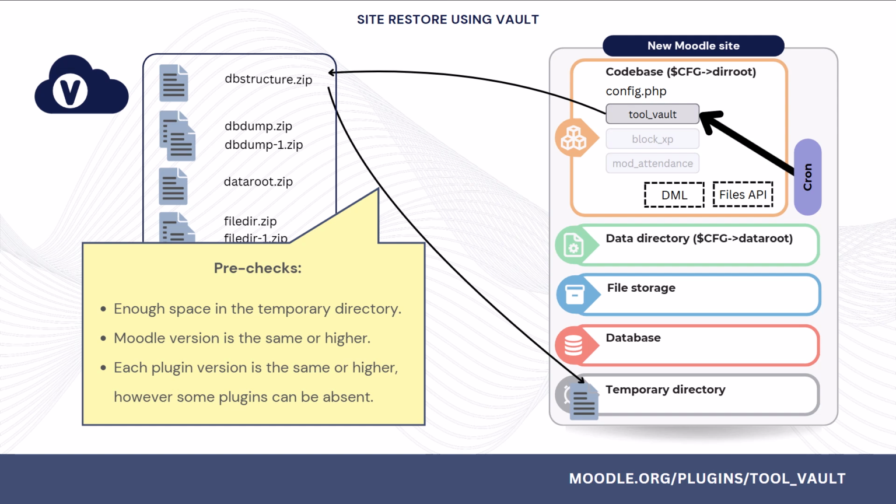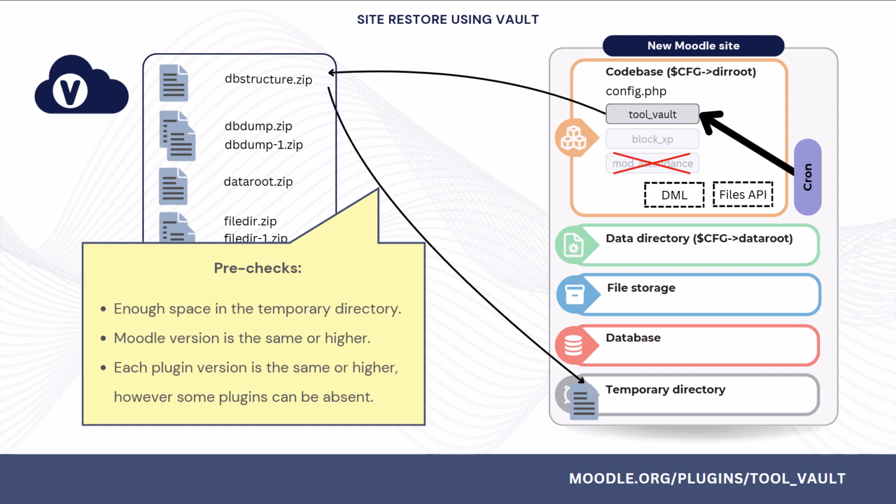For example, it checks that there's enough space in the temporary directory, confirms that your Moodle version is the same or newer than the backup, and verifies that each add-on plugin has the same or higher version than what was in the backup. If some plugins are present in the backup but missing on the target site, the pre-check will flag a warning, but this won't stop the restore from proceeding. For example, let's say one of the add-on plugins is missing on the target site.